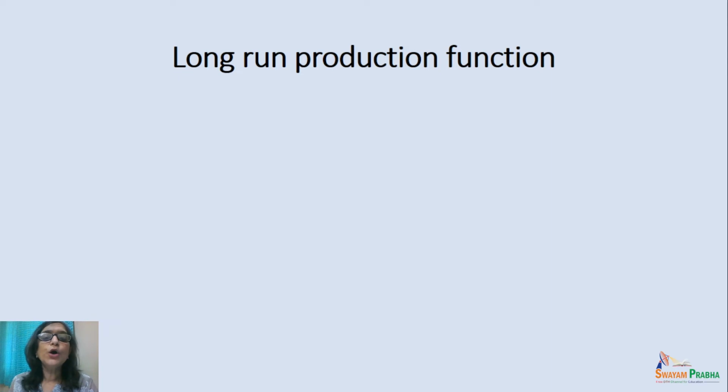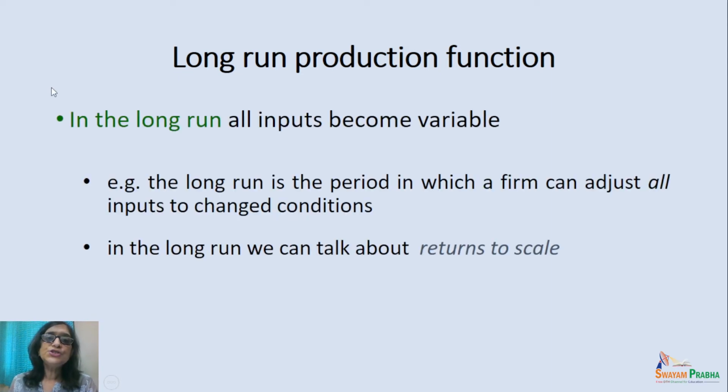now let us understand long run production function. As I just told you, long run production function means that all inputs become variable. The producer has a choice to change all the inputs that it is using. So in long run, the firm can adjust all the inputs to the changed conditions. This means if Q, or the output, is a function of labor and capital, then both labor and capital are changing and they are having an impact on the total output. Therefore, when we study the behavior of output and inputs in long run, we talk about returns to scale. In short run, we talked about law of variable proportion. In long run, we are talking about returns to scale.